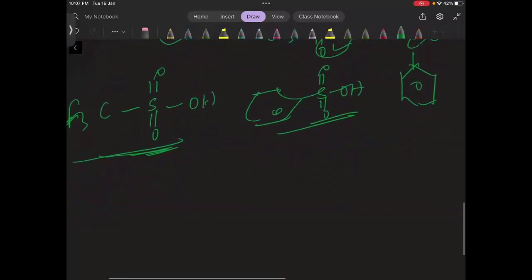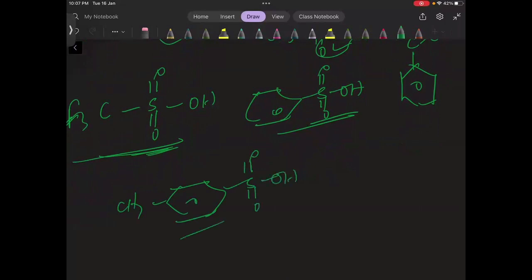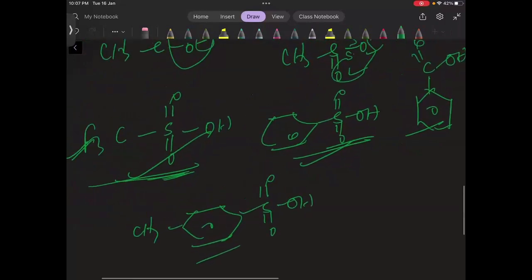And if you write that here is one electron donating group, then this compound is the most acidic. So first this compound, then here, then... So it completely depends on how many electron withdrawing groups and which electron withdrawing group is attached to this compound. So acidity depends on that.